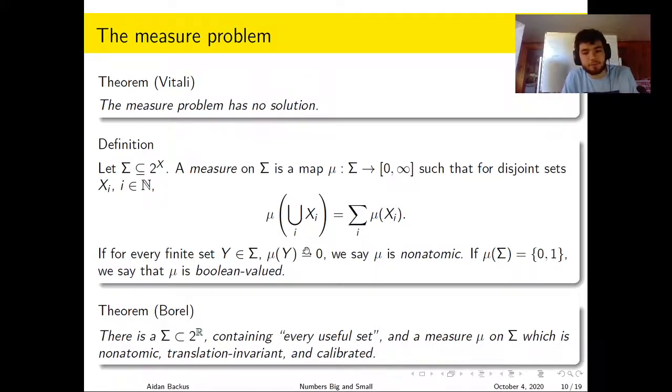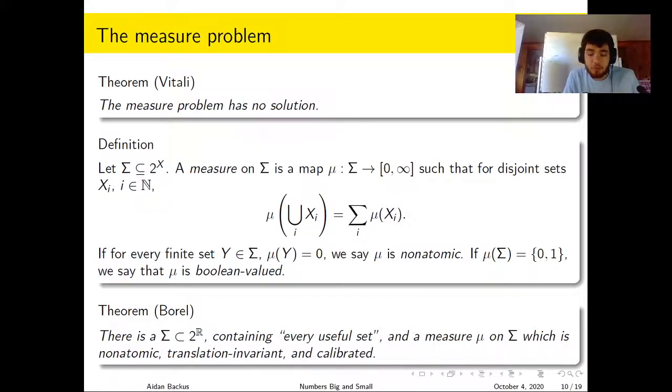Anyways, so Borel proved a little theorem which says that there is a sigma, which is called the Borel sigma algebra, which contains every useful set. I'm not going to make precise what that means. If you want, take a course in measure theory. You'll also prove Vitali's theorem while you're there. But it contains every useful set.